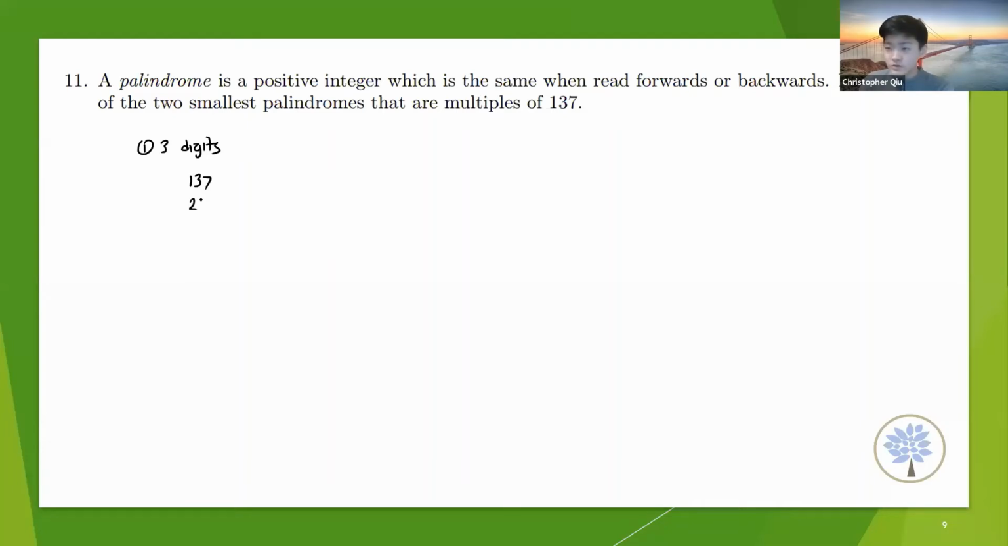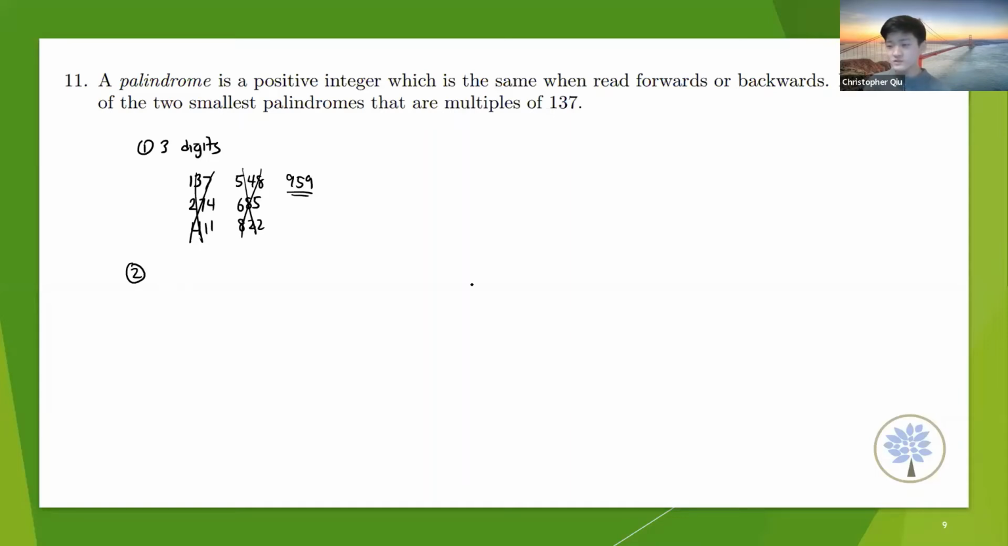We can list out 137, 274, 411, 548, 685, and so on. Next one is 822, and the last one is 959. We can notice here that these are all not palindromes, but this one is. So now we have our smallest palindrome which is a multiple of 137. All that is left to do is to find the second.